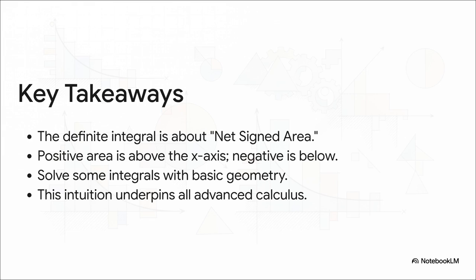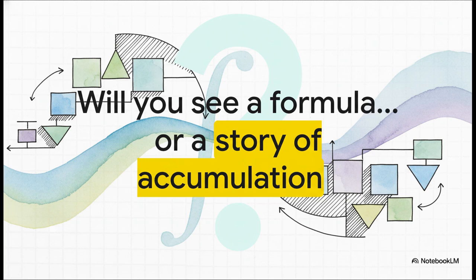I mean, think about it. In physics, when you integrate velocity, that net signed area gives you your final displacement, how far you are from where you started, not the total distance you traveled. The negative area is just you walking backwards. In economics, integrating profit and loss gives you your net gain. This idea is everything.